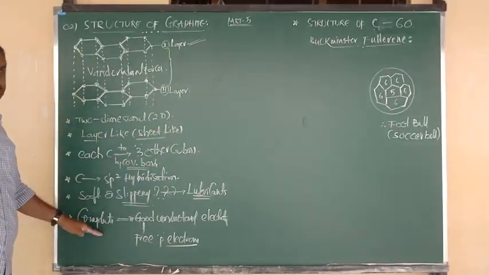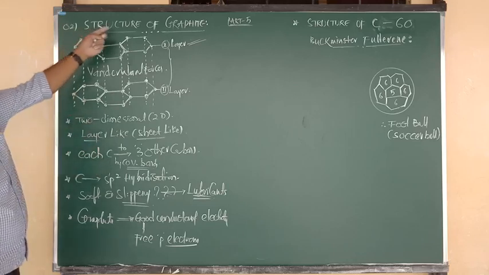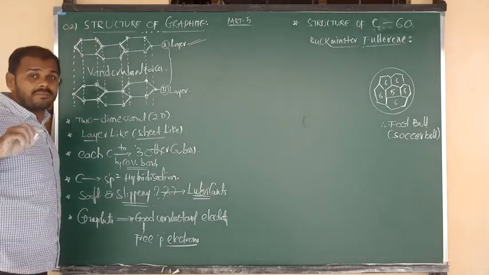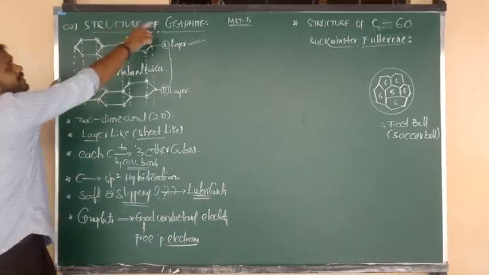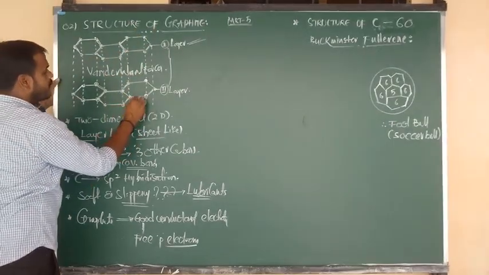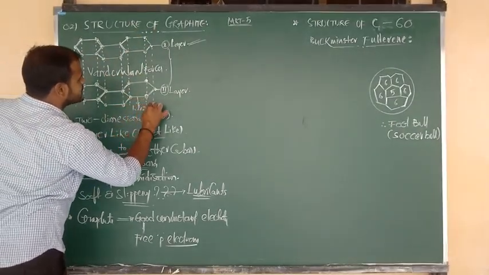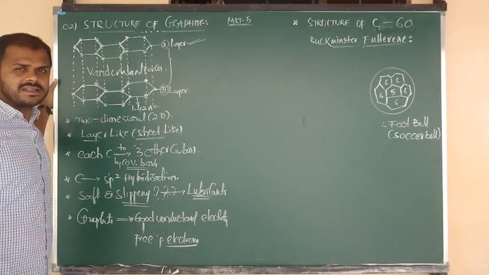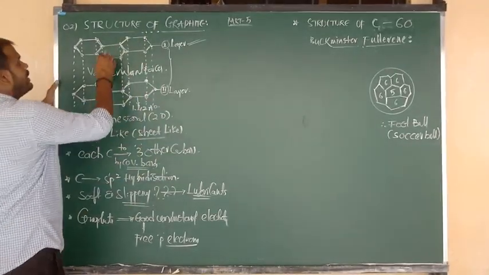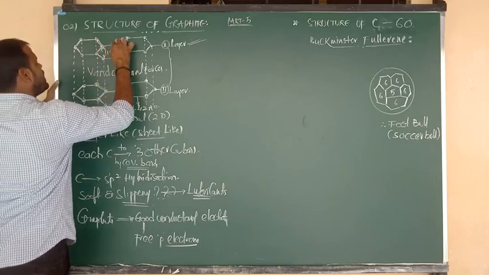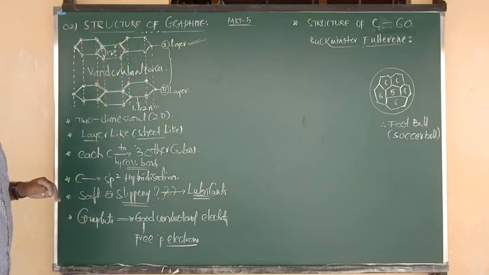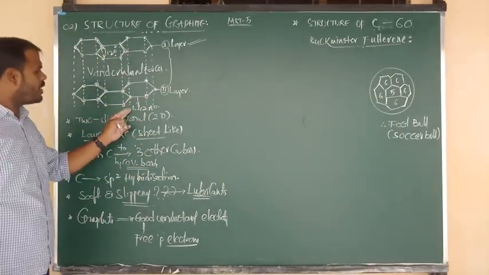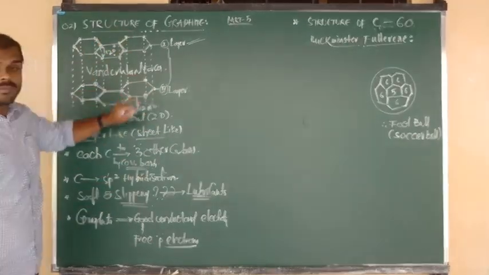So these are the main properties and main structural points of graphite. Once again, listen carefully. What is the bond length in case of diamond? 1.54 angstroms, but in case of graphite, from carbon to carbon, the bond length is 1.42 angstroms. In case of diamond, what is the bond angle? Around carbon, the bond angle is 109 degrees, but in case of graphite, around the carbon, the bond angle is 120 degrees. So carbon to carbon, how much bond length is there? 1.42 angstroms.